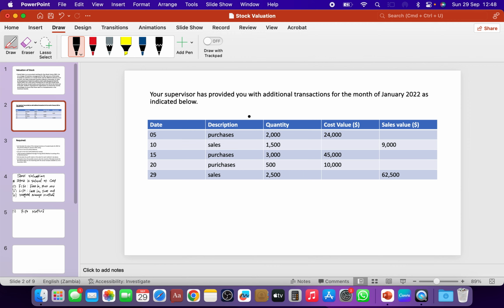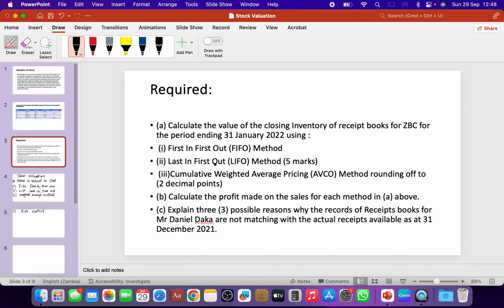Your supervisor has provided you with additional transactions for the month of January 2022, as indicated below. These are the transactions that happened in the month of January 2022. Required: calculate the value of the closing inventory of receipt books for ZNBC for the period ending January 2022, one, using first in, first out, which is FIFO.